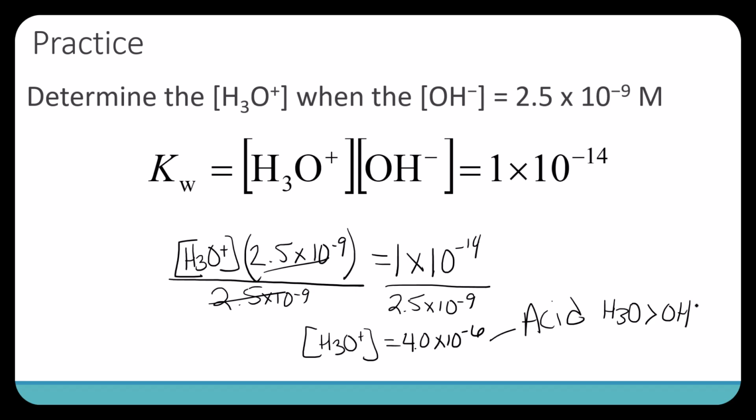So this is one way to determine the hydronium concentration. In the next video, we're going to explore what that even means. Like, great, the hydronium concentration is 4.0 times 10 to the negative 6. That doesn't really mean much to me. But we're going to apply it so that it does mean something to you.